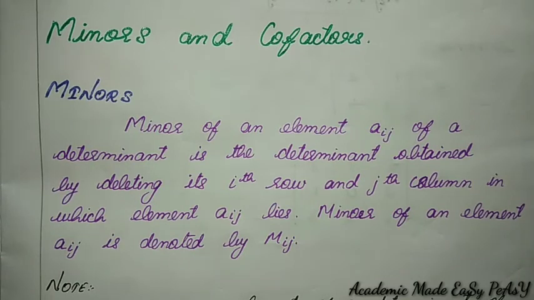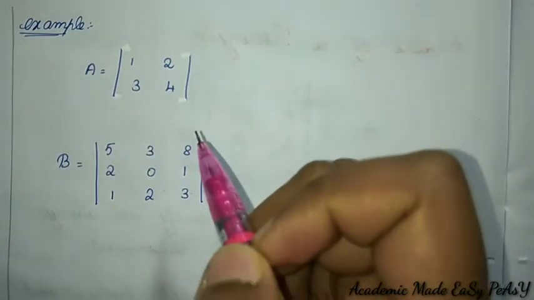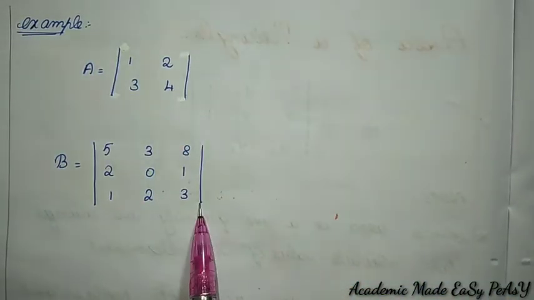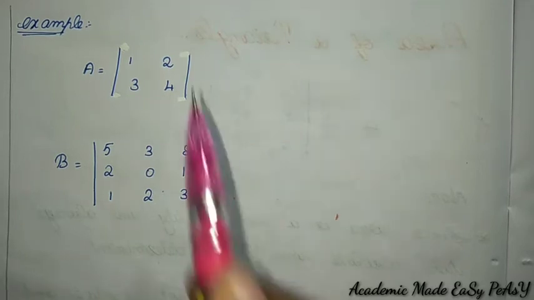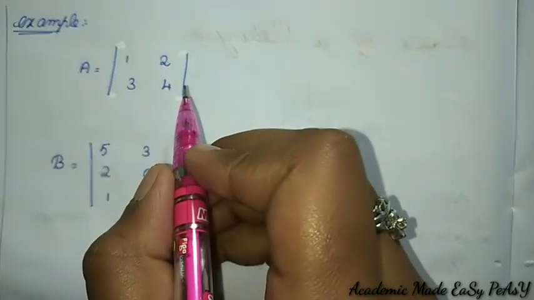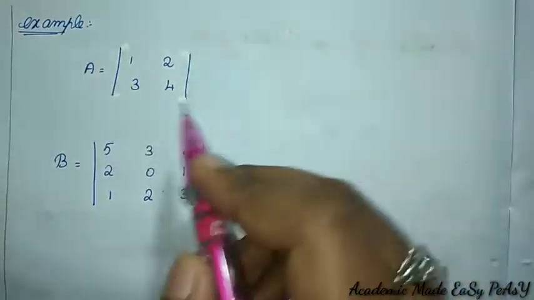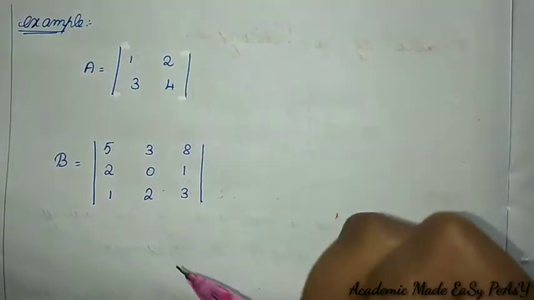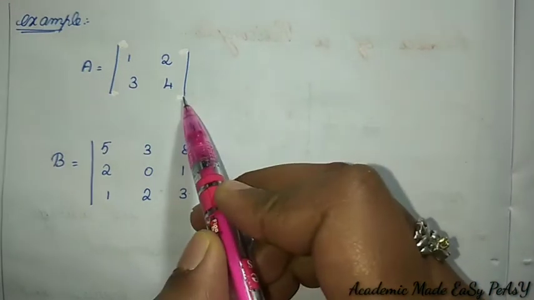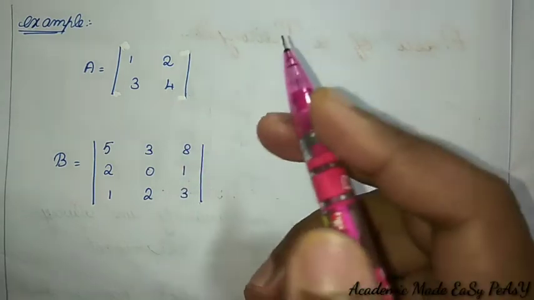First, let me give you the example for minors and then we'll start reading out the definition. See, I have given two examples. One is a 2 by 2 matrix and the other is a 3 by 3 matrix, and here directly I have taken the determinant. We can have minors only from a 2 by 2 matrix and so on. We cannot have a 1 by 1 matrix. Why? Because first let me teach you this 2 by 2 matrix.